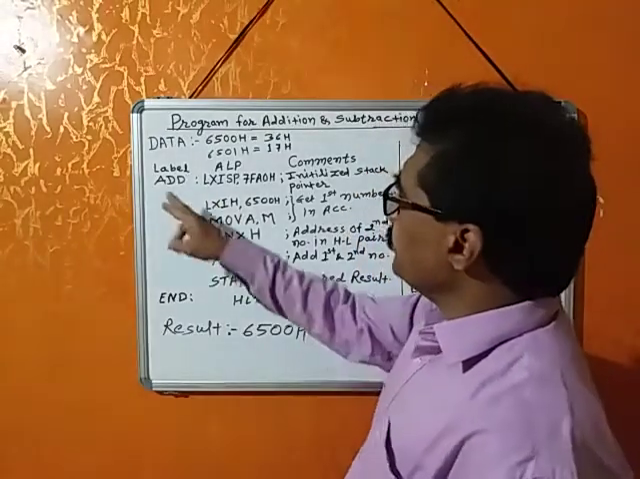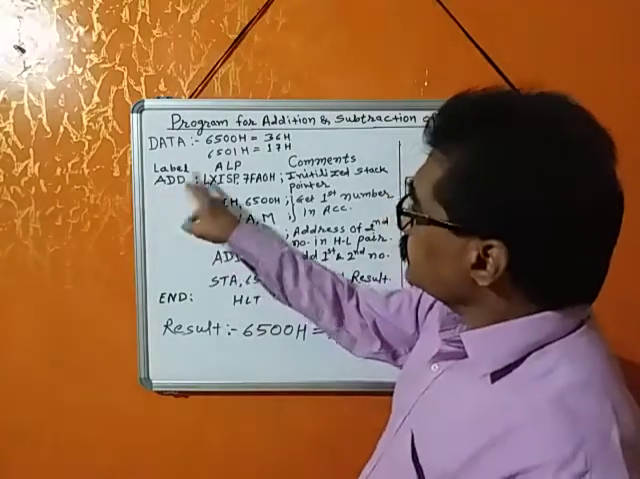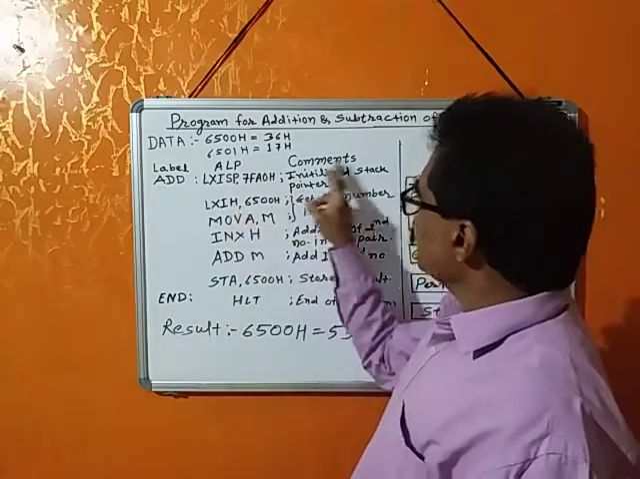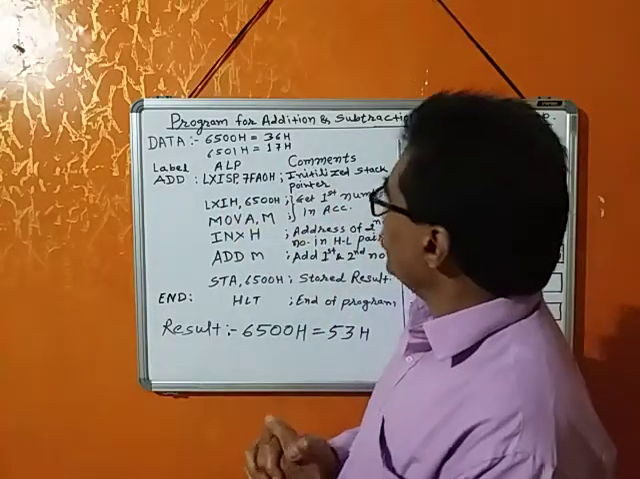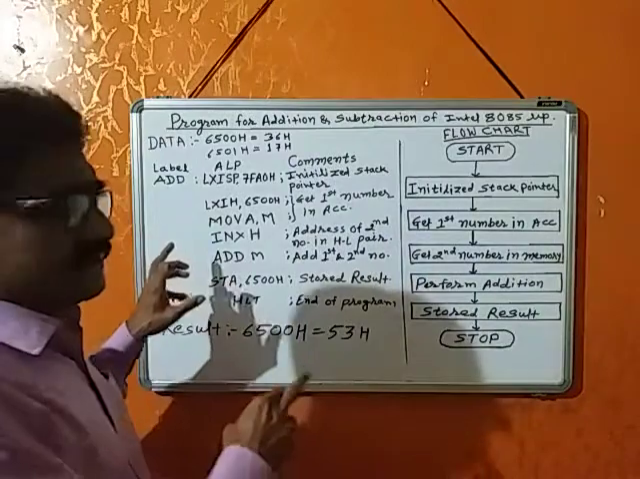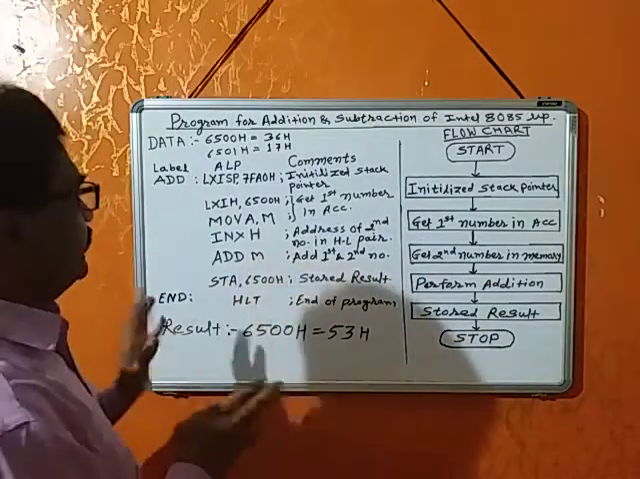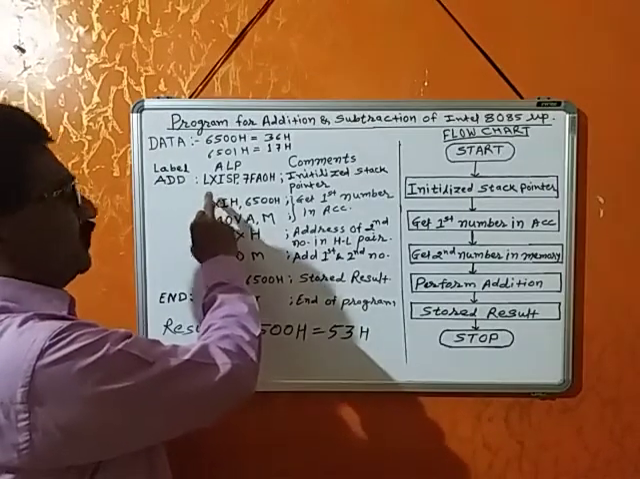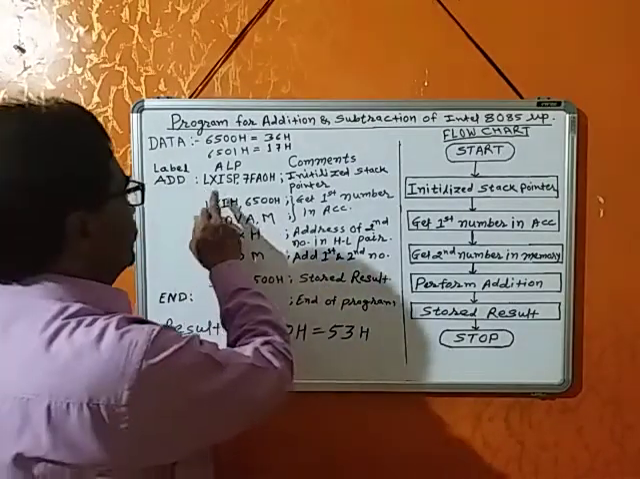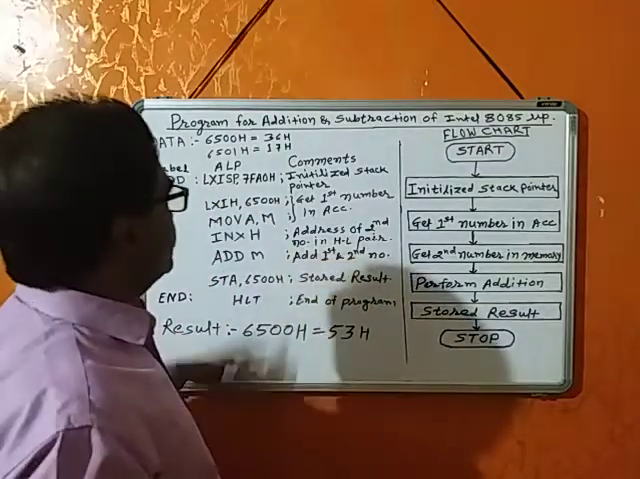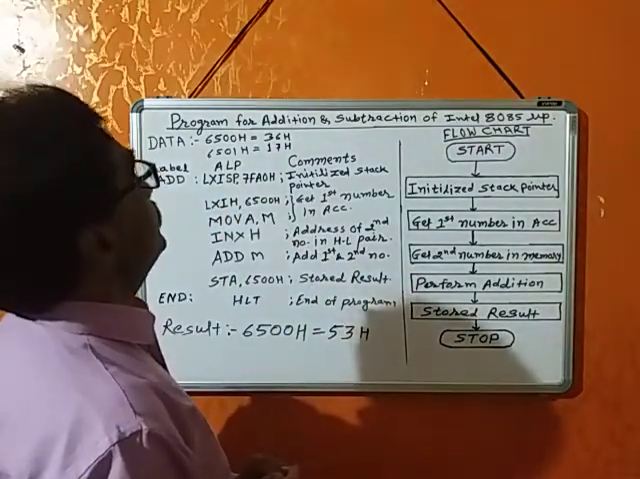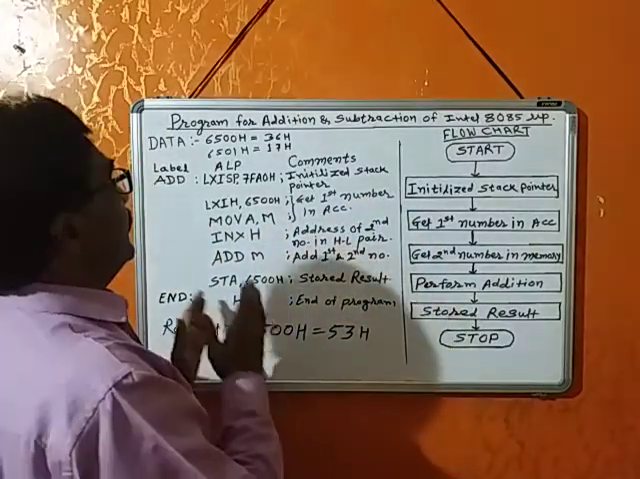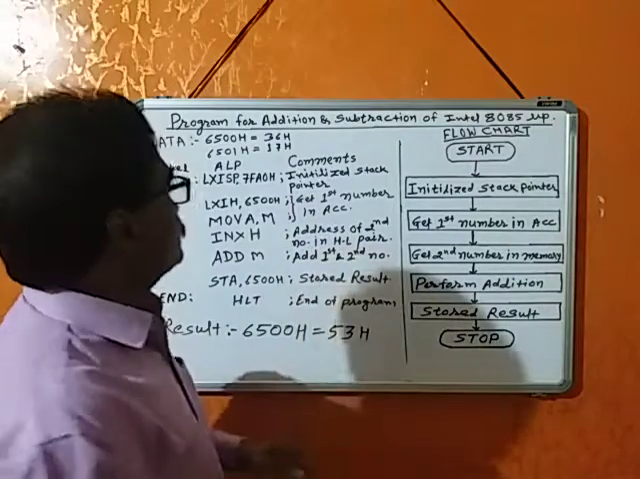Then what is the program? In the program, there are three columns: the label, assembly language program and comments. Here we see the assembly language program of the 8085. For that purpose, first we initialize the stack pointer, that is LXI SP at memory location 7FA0H, meaning initialize the stack pointer. After that, get the address of the first number.